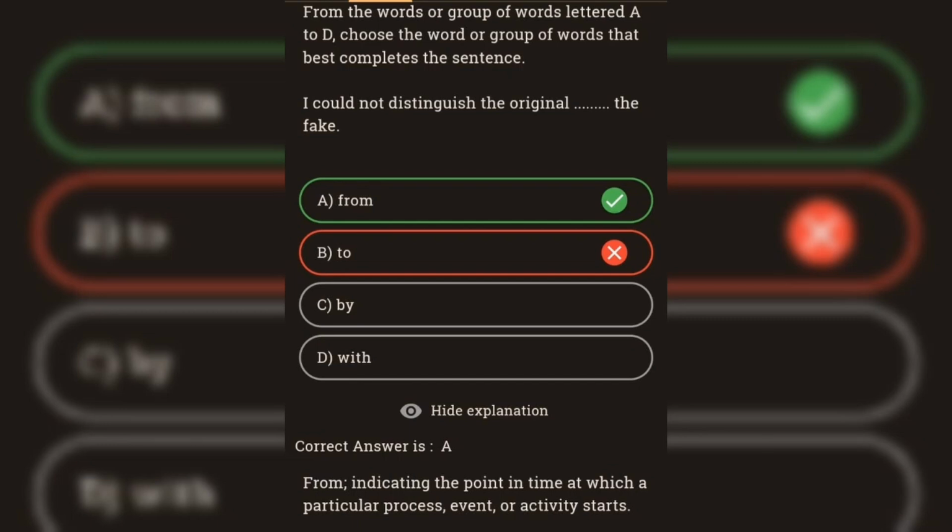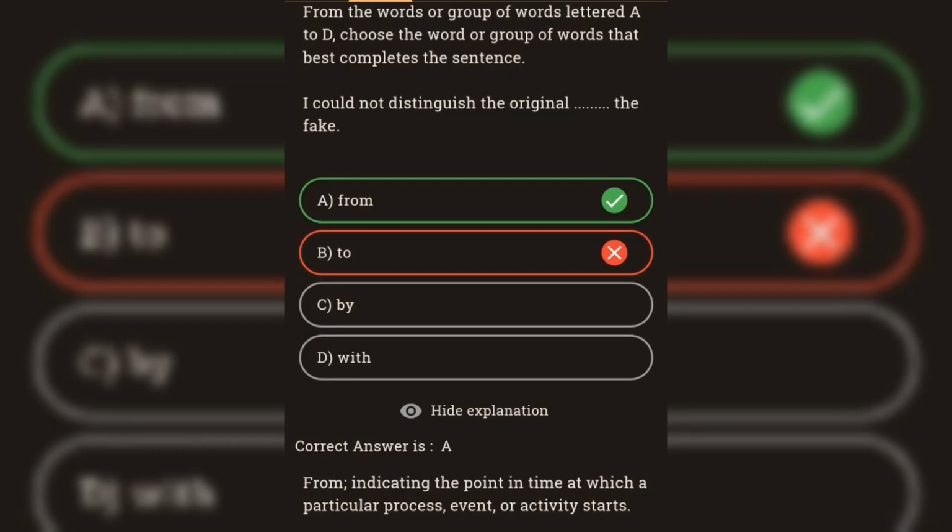I could not distinguish the original dash the fake. All right, the answer is from. You can see that to was initially picked, but it is wrong. The answer is from. You differentiate one thing from another. When you're talking about distinguishing, differentiating, discerning, you use the preposition from. It's a preposition of movement. So from is indicating the point at which a particular process, event, or activity starts.